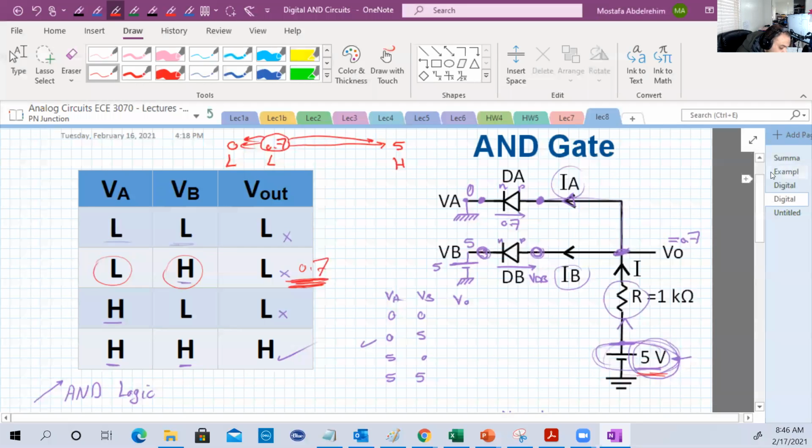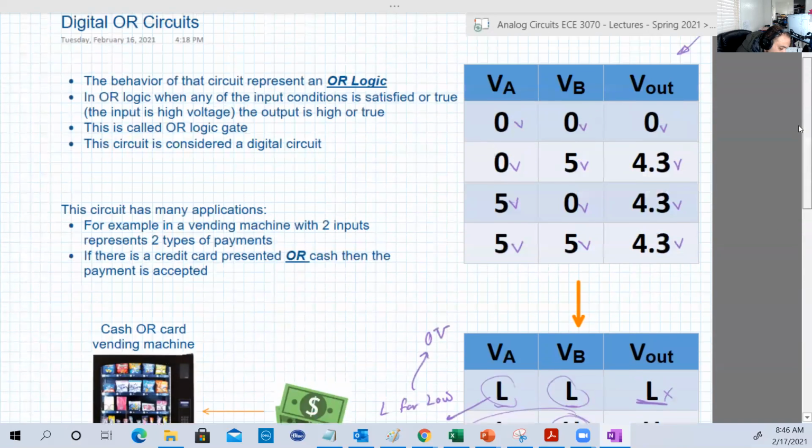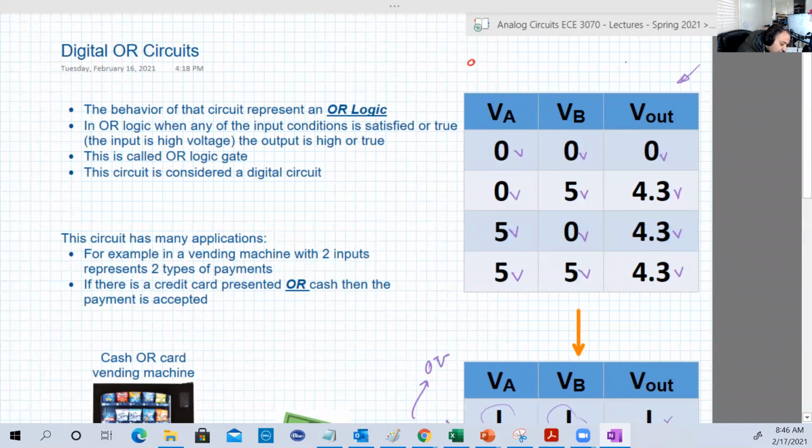And in our cases here, this is good to mention. Again, we have 0, we have 5. This is considered low, this is considered high. And in the OR circuit, the output was 4.3, which is closer to 5 than to 0. So it's considered high as well.